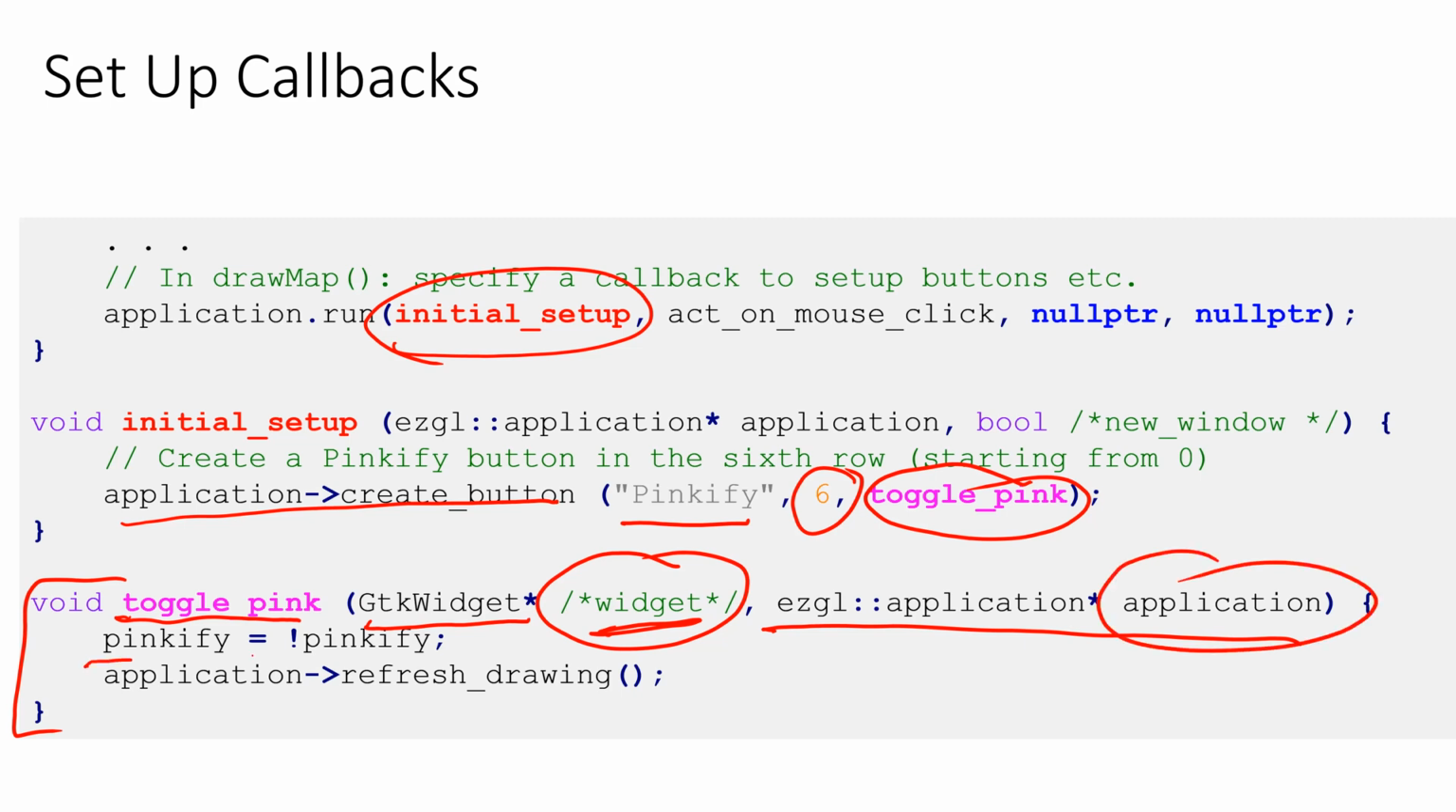And all I do is I have a global variable called Pinkify, and I just toggle it. If it was true, I make it false. If it was false, I make it true. And then I say refresh the drawing. I want to immediately show what happened. You call the screen redraw function.